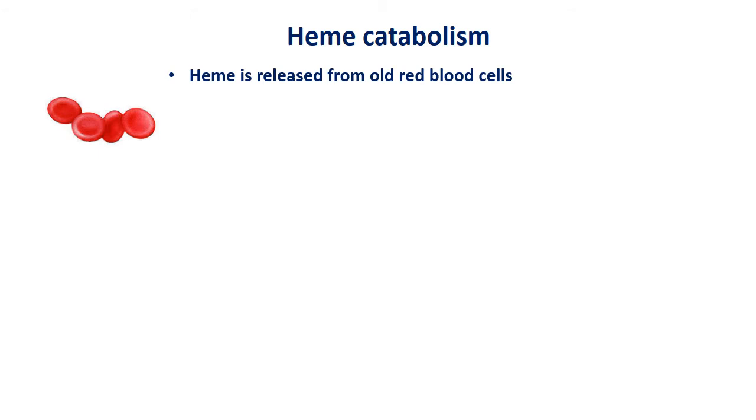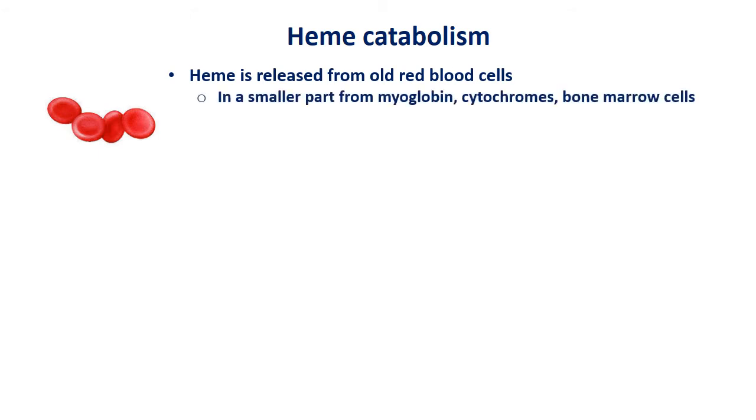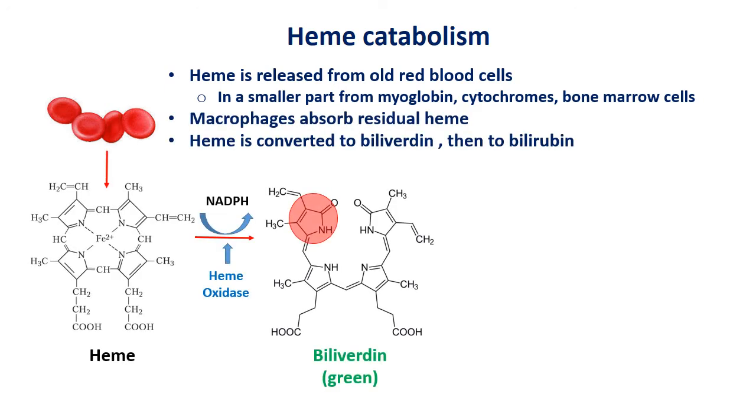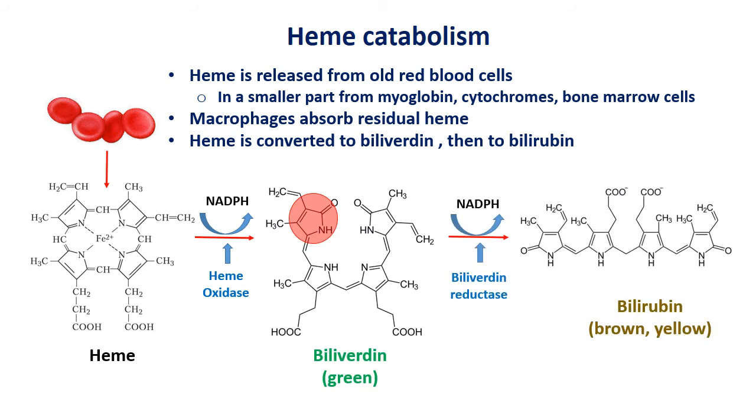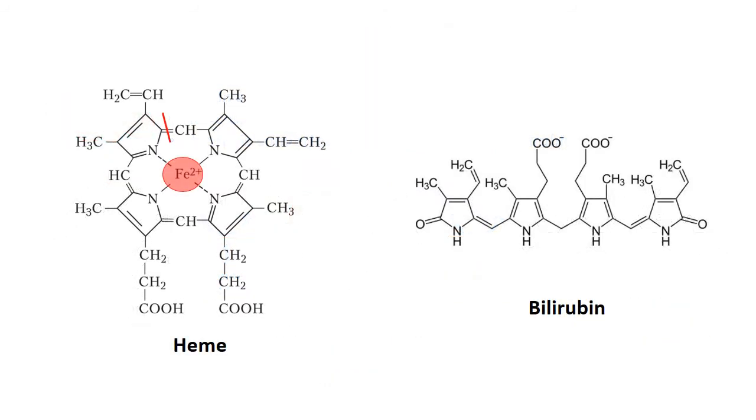Heme is released from old red blood cells, and in a smaller part from myoglobin, cytochromes, and bone marrow cells. Macrophages absorb residual heme. Heme oxygenase degrades free heme into biliverdin. Biliverdin is further converted by biliverdin reductase into bilirubin. Note the similarity in the structure of heme and bilirubin.